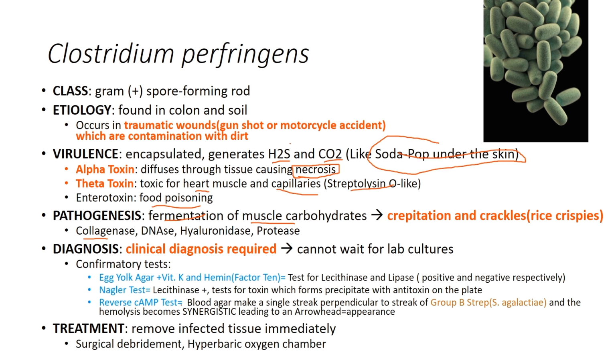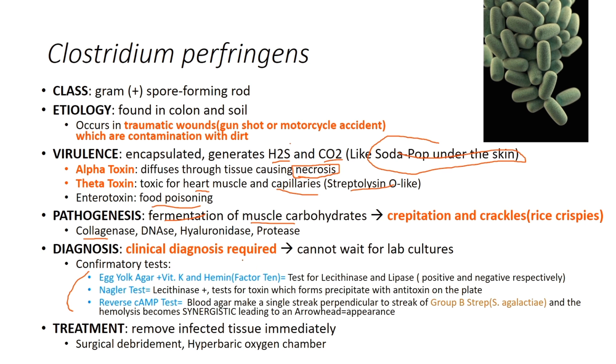So diagnosis, because it's so severe, we have to pretty much rely on our clinical diagnosis, and we can't just wait for our labs. But for our confirmatory tests, these guys are sort of high yield. You definitely need to know that this is something we grow on egg yolk agar. We add in vitamin K and hemin. Remember, this is your hema-10 or factor 10.